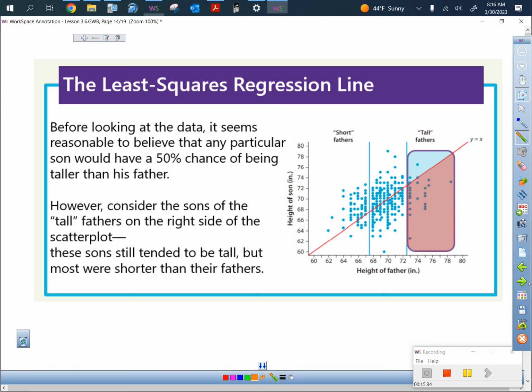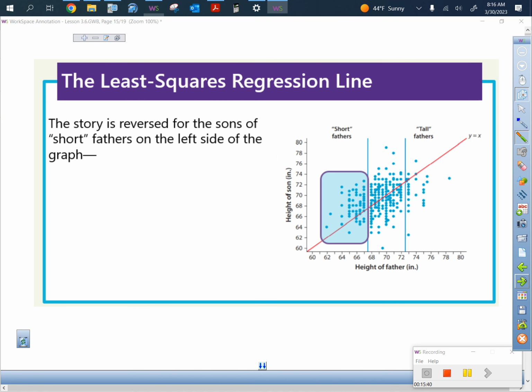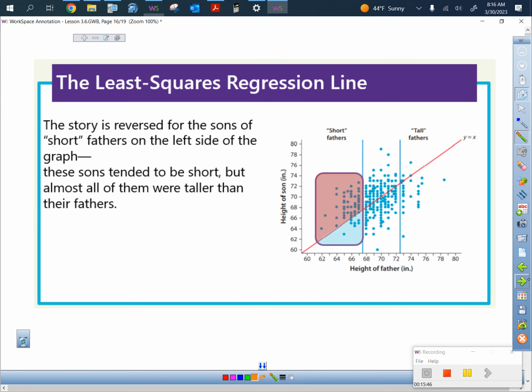Where are most of the dots at, though? Above or below the line? Below that line. Totally below. Here's short dads, right? Where are most of the dots at? Above the line or below? Above. Would you believe if the dad is short, it's pretty likely for the son to be taller than them, right? The son is taller than them because the dad is short. It's like, dude, your dad's short. Cool, I'm a little taller than him.